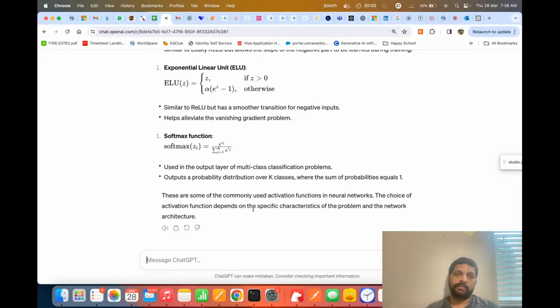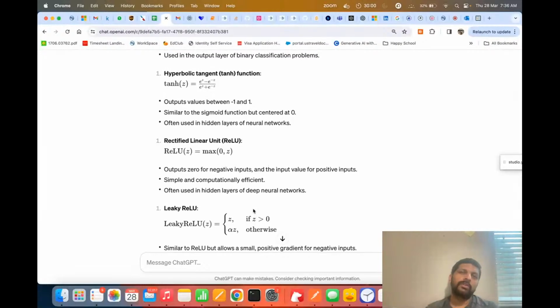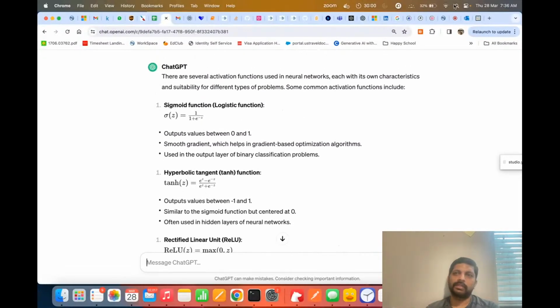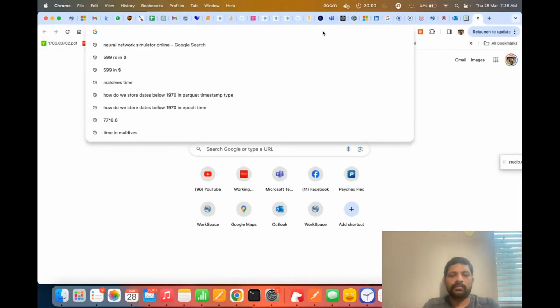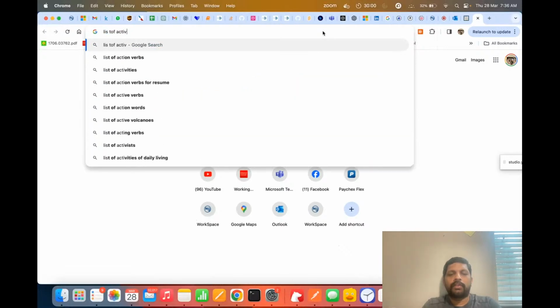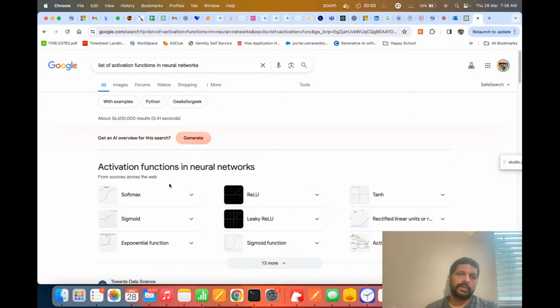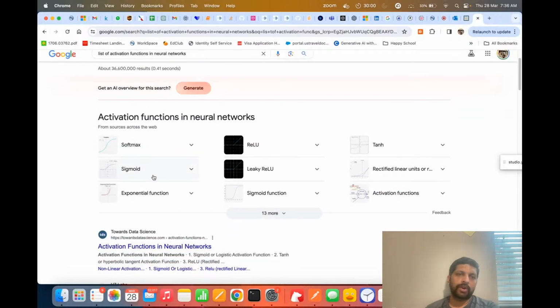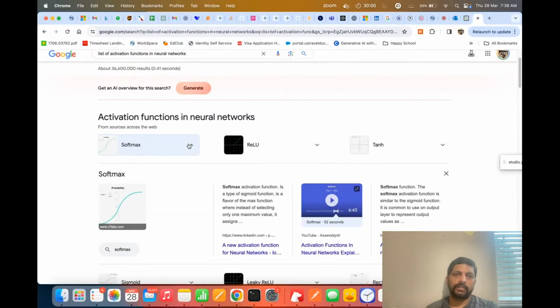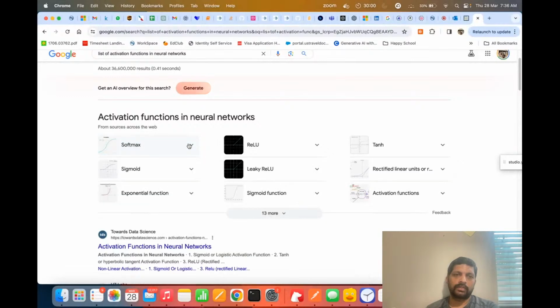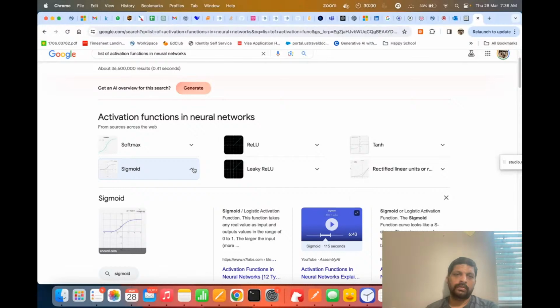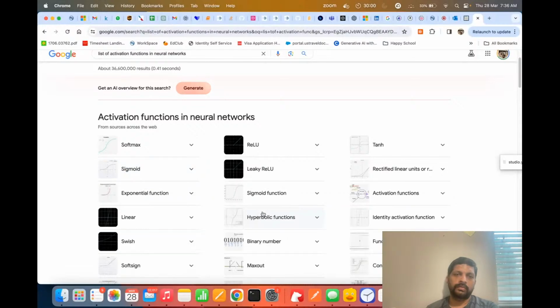So these are all the activation functions that are covered, but I think the list is much longer than this. Let's look online for activation functions in neural networks. See, softmax, sigmoid, exponential function are being repeated.